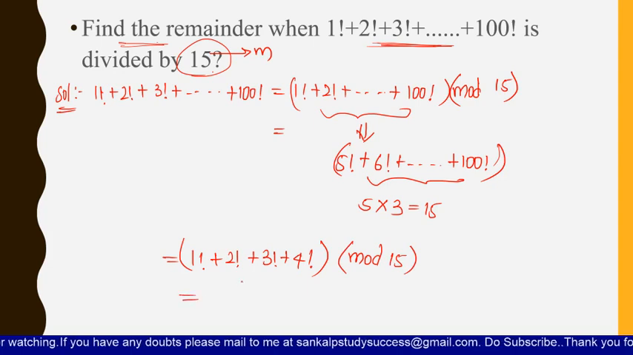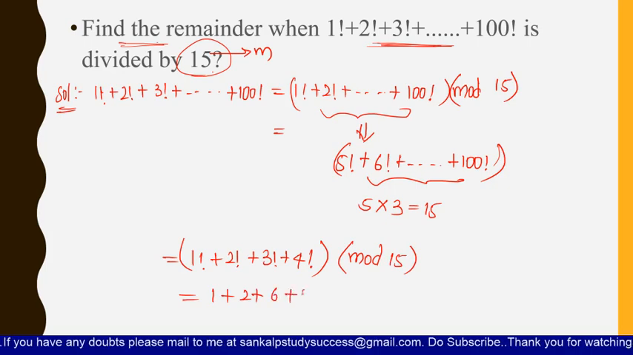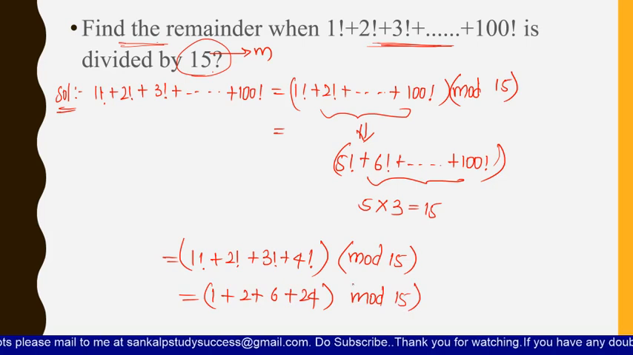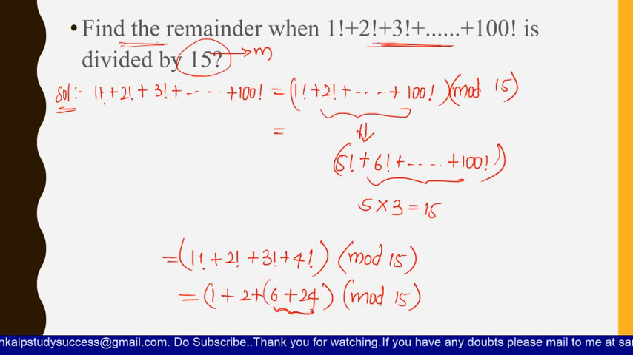Now here we will write the values: 1 factorial is 1, 2 factorial is 2, 3 factorial is 6 and 4 factorial is 24, again mod 15. Now see here, 24 plus 6 is nothing but 30, right? 30 is divisible by 15, right? So you can also eliminate this 30. If you eliminate this 30, you will be left with 1 plus 2, which is nothing but 3 mod 15, right?